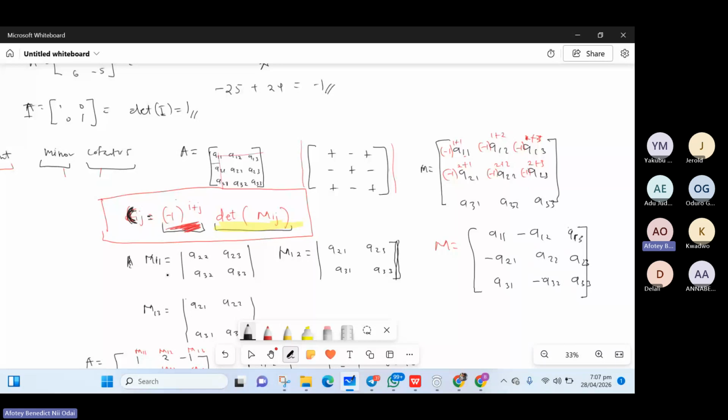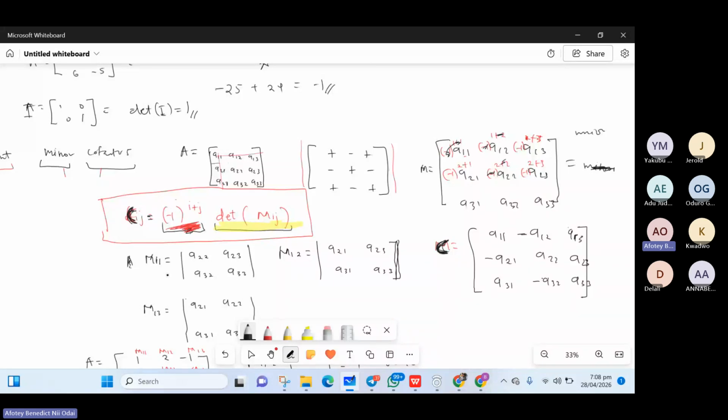So once you do this, this is what we call the minors. The matrix of the determinants is what we call the minors. Once you add the negative and the positive signs to it, that's where you get the cofactors. So for the minors, we don't do this computation. We just find the determinant and put it in that way. But once you want to find a cofactor, you can use this formula.